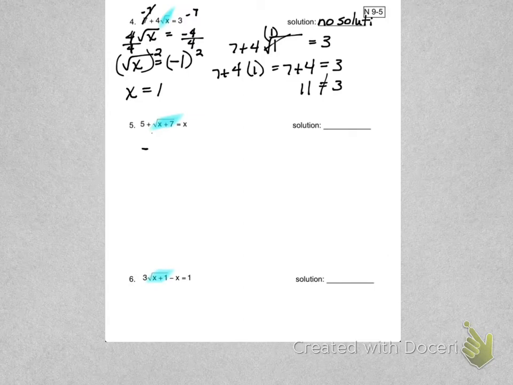Now, that's provided you do your math right. So, you have to be pretty confident that you've done your math correctly. But, you need to know that no solution is a possibility for an answer.